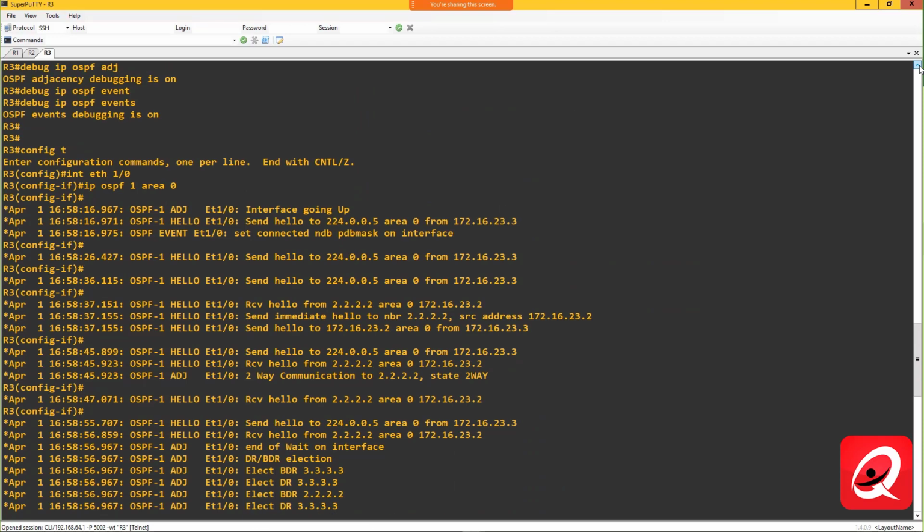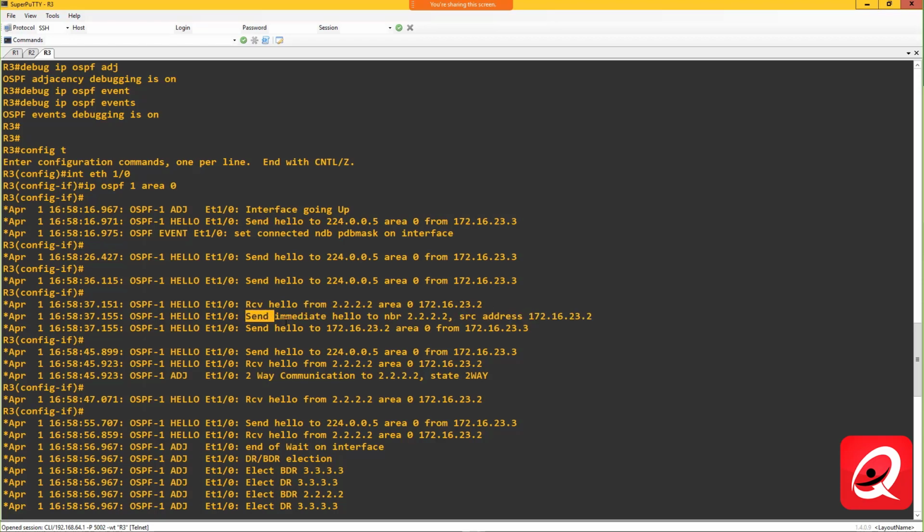And I meant to show you this in the debug, in the show outputs, but I'll shut down the interface and we'll go through the adjacency process again so I can show you this. The interface goes up. I send a hello to 224.0.0.5, basically just letting everybody know, hey, I'm here. And then you can see sending another hello, sending another hello. That's when I hadn't enabled it on the other interface at that point. Finally, I enabled it on the other router, and I received a hello.